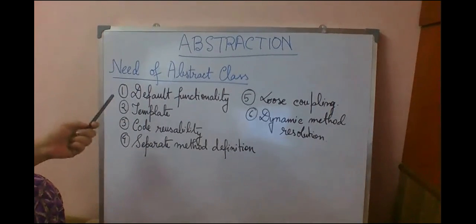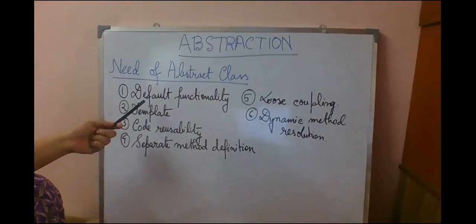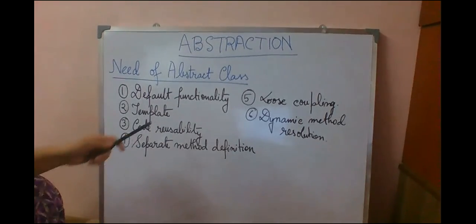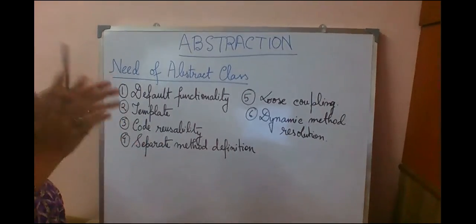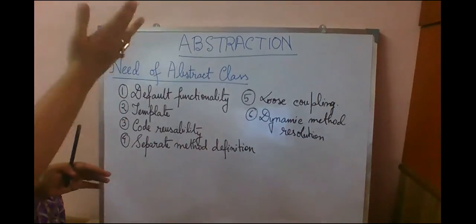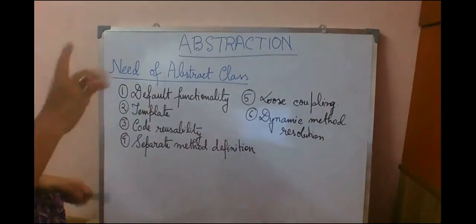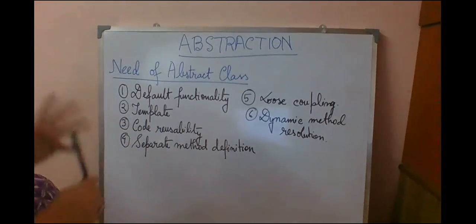So coming to the first point, why do we need an abstract class? It is used for default functionality. What do we understand by that? Abstract classes are designed to provide default functionality of the defined method for all the subclasses. Okay. Now next comes template. Abstract classes provide a template for future specific classes. That means the abstract class holds a template of how the subclasses that will be extending the abstract class should look like. The basic structure of the subclasses are defined in the abstract class. It holds a template or a blueprint.